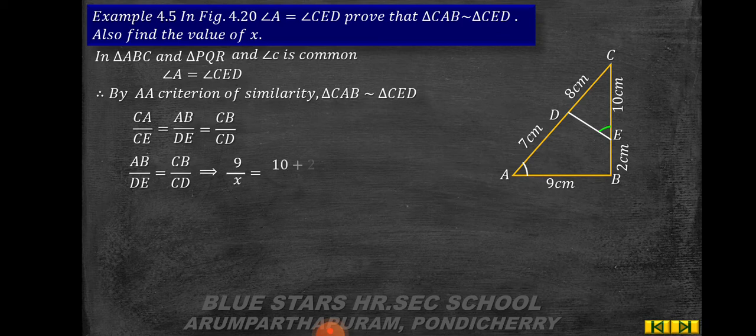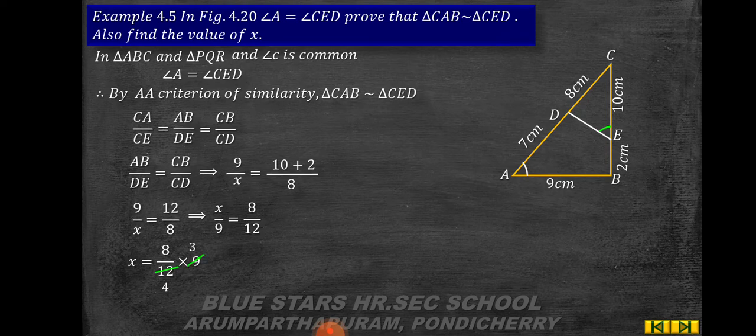Then this is equal to CB, which is nothing but CE plus EB. So 10 plus 2 by CD is 8. 9 by x is equal to 12 by 8, which implies x by 9 is equal to 8 by 12. Then the next step is cross multiplication. So x is equal to 8 by 12 into 9. Cancelling 9 and 12, you get 3 and 4. Again cancelling 4 and 8, you get 2. Therefore, the value of x is equal to 6 centimeters.